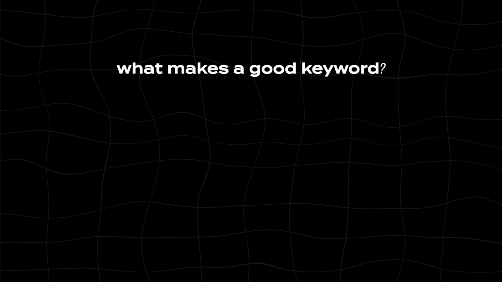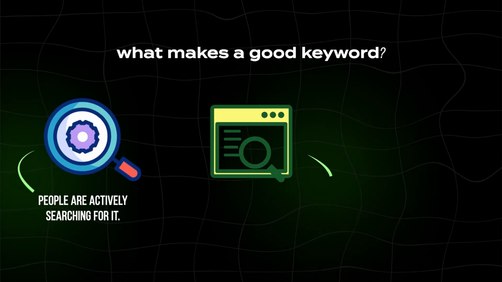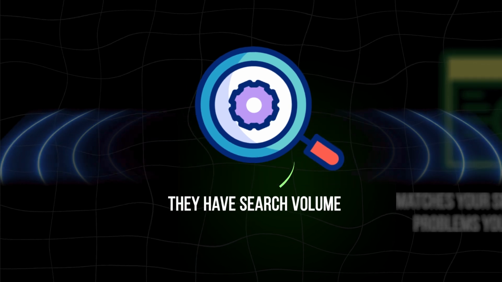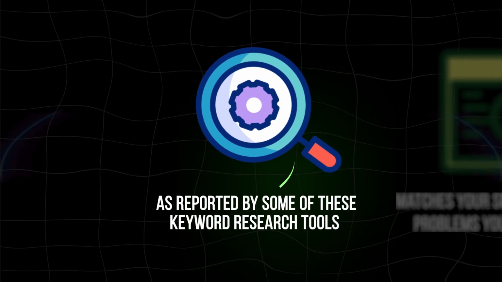Now it's time to become a keyword detective. But first we need to understand what makes a good keyword. A good keyword is searchable, relevant, and achievable. By searchable, I mean that they have search volume as reported by some of these keyword research tools. So you know for sure that people are searching for those terms. Remember this: no search volume equals little to no traffic.